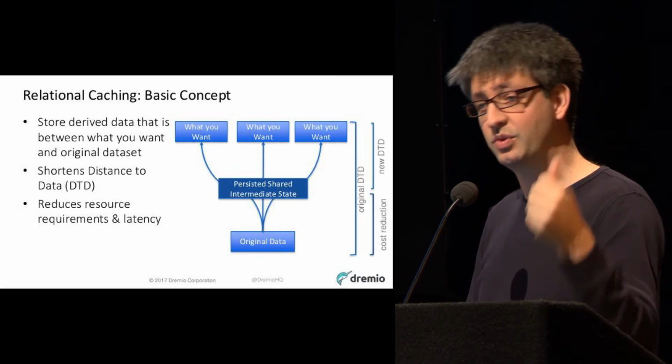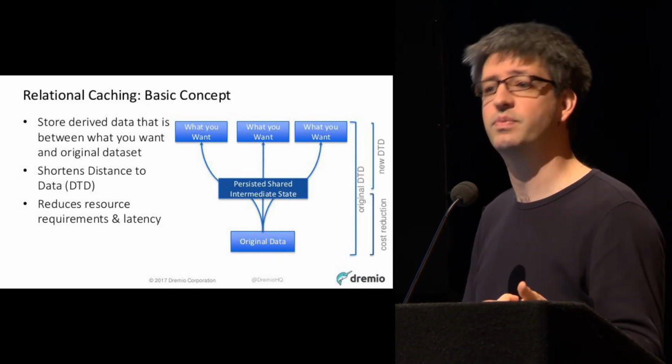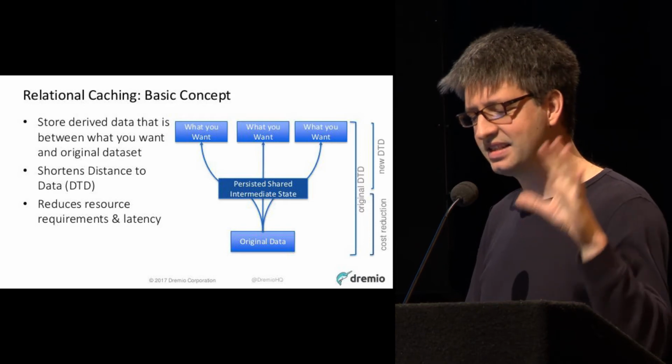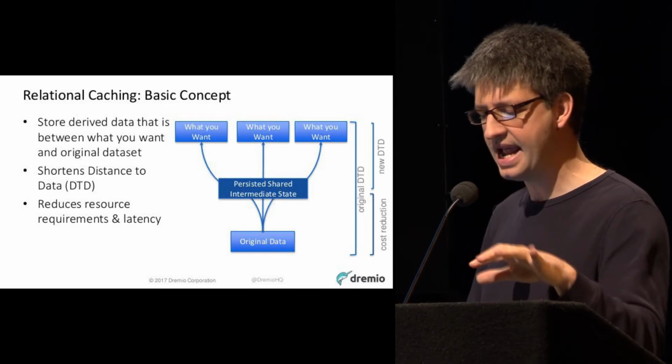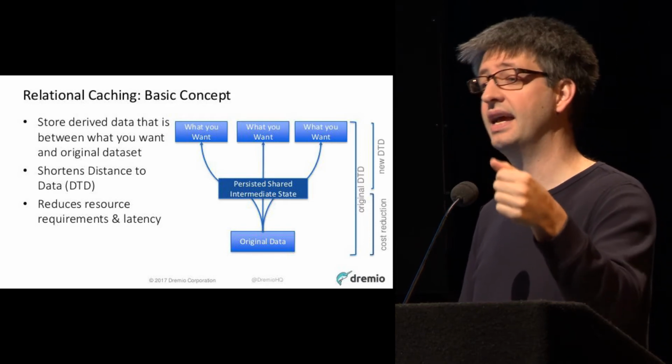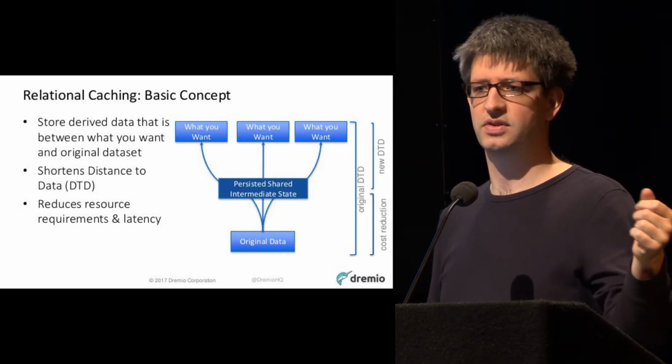And so that can reduce my latency. It can also reduce my resource requirements. That is the basic concept of relational caching: I'm going to get something that's closer but not the answer, and use that for multiple different situations.